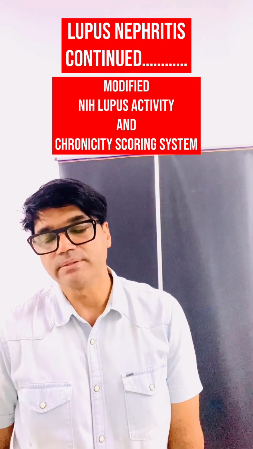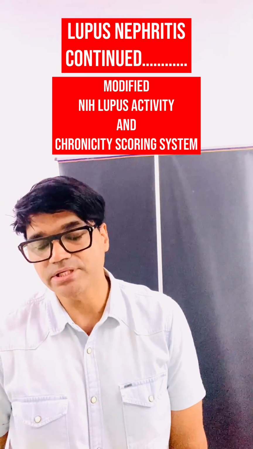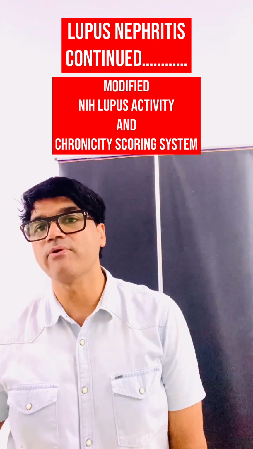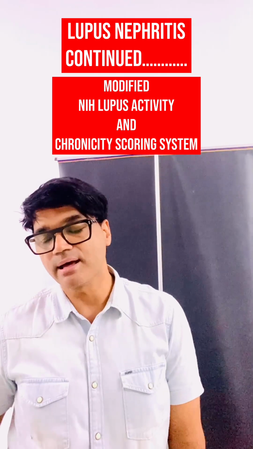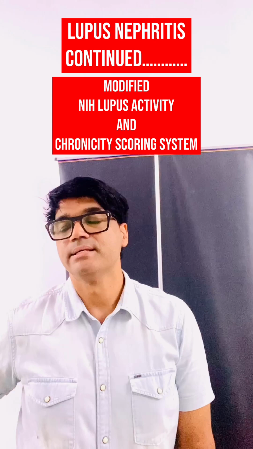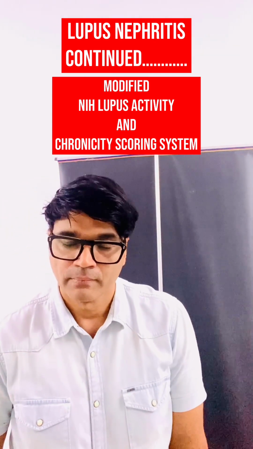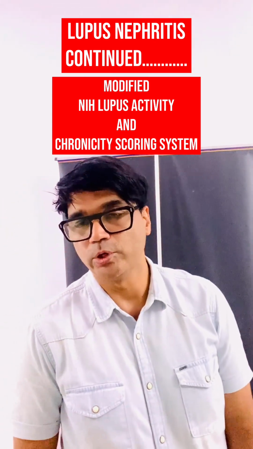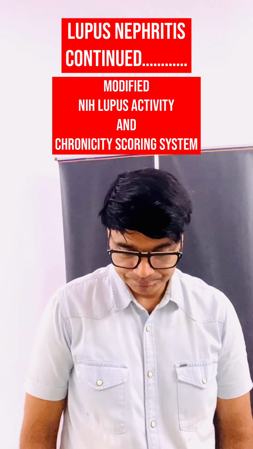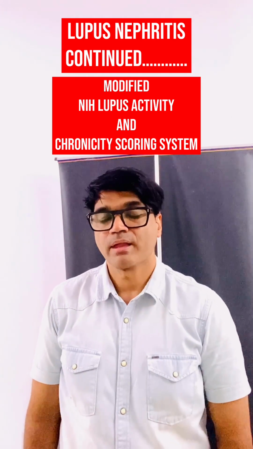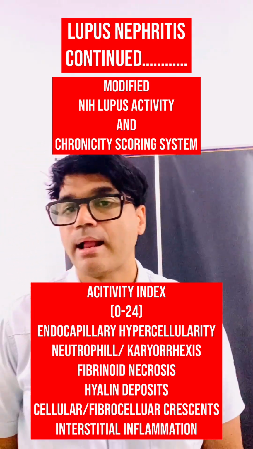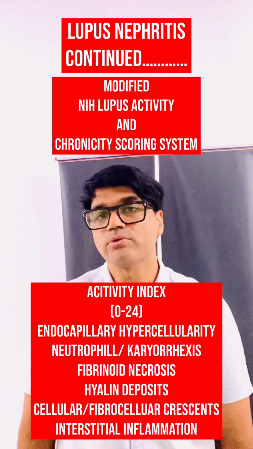International Society of Nephrology and Renal Pathology System Classification most recently adopted the National Institute of Health indices to replace the A, C and A/C subclasses of the classification of lupus nephritis. Now, what is this system? When we talk about the activity index, the score is between 0 to 24.